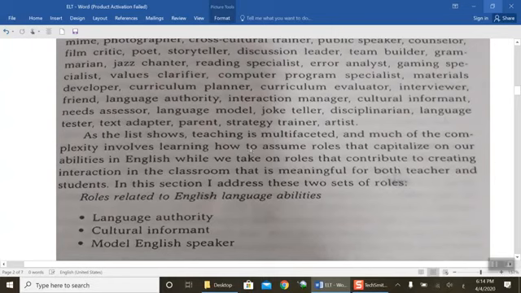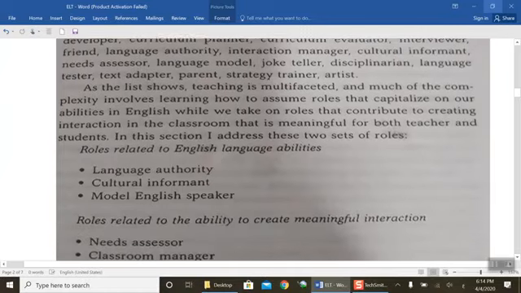As the list shows, teaching is multi-faceted, and much of the complexity involves learning how to assume roles that capitalize on our ability in English, while we take on roles that contribute to creating interaction in the classroom that's meaningful for both teacher and students.